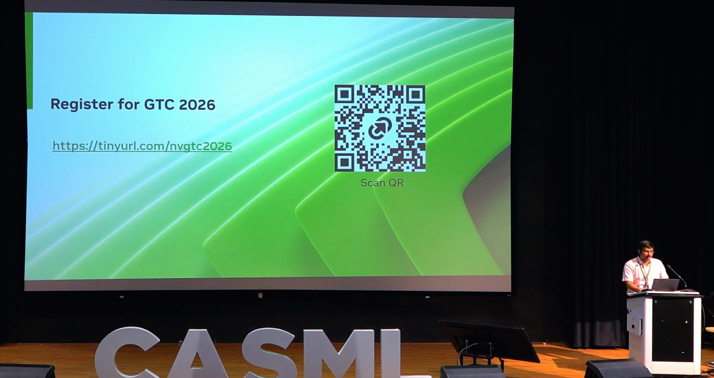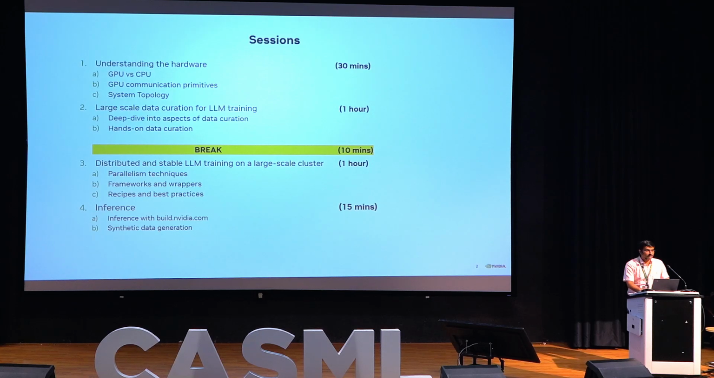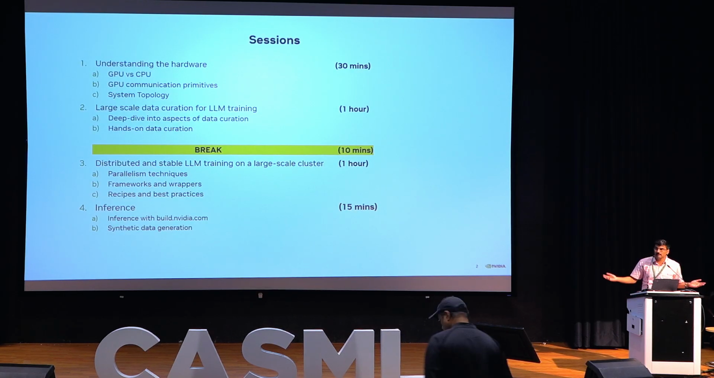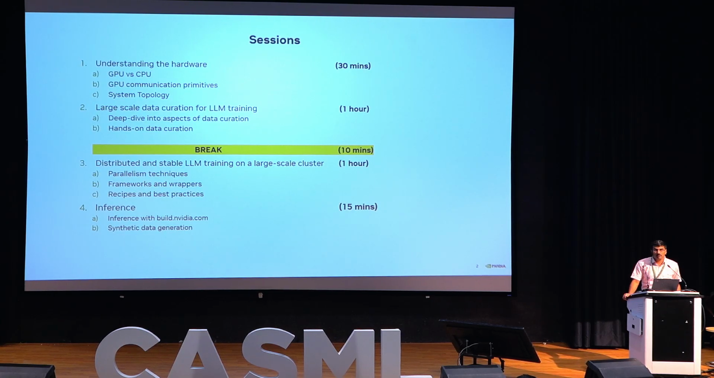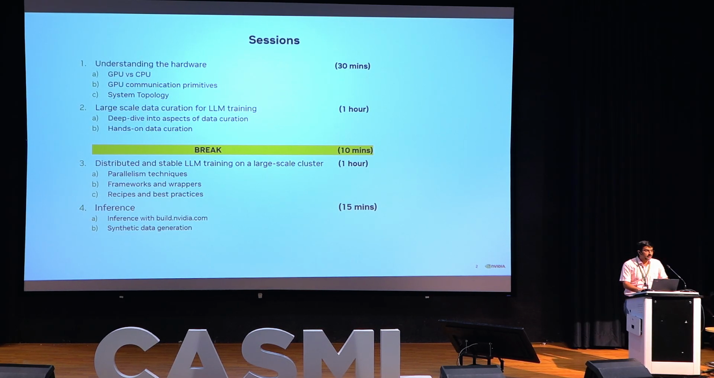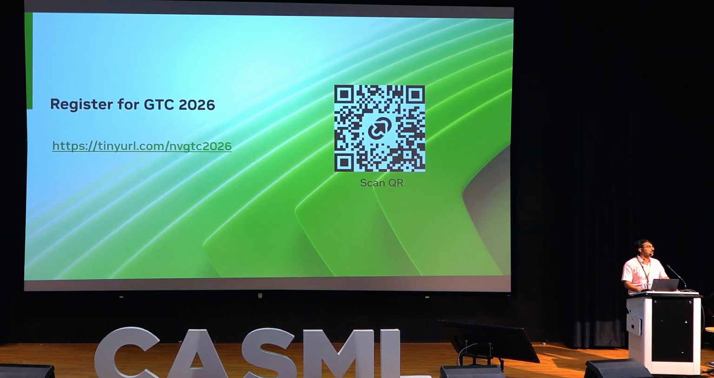So this is going to be our agenda today. We are going to have some discussions on understanding the hardware. What is the key difference between CPU and GPU? How do we understand the system topology? Once you have a cluster with multiple nodes, or a single GPU, or a single node with multiple GPUs, how do you analyze what are the key things that make your LLM perform well from the computation perspective? We are going to devote 30 minutes to that. And once we are done with that, then we are going to jump into LLM.